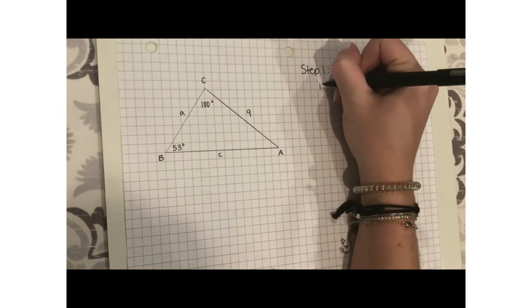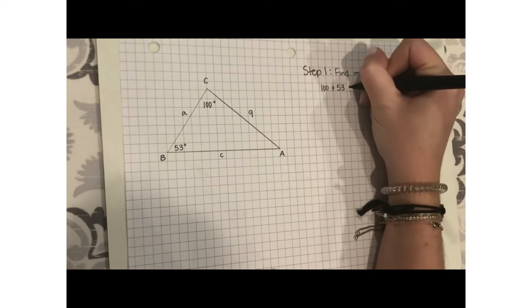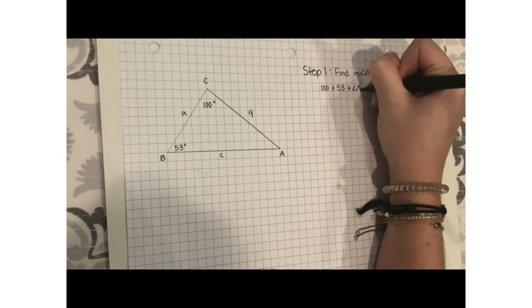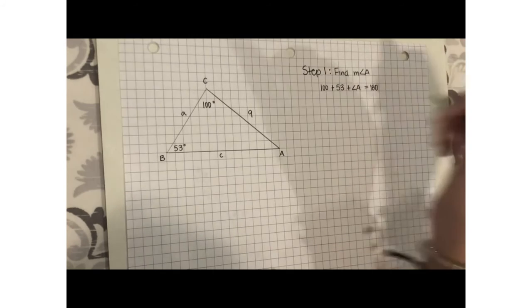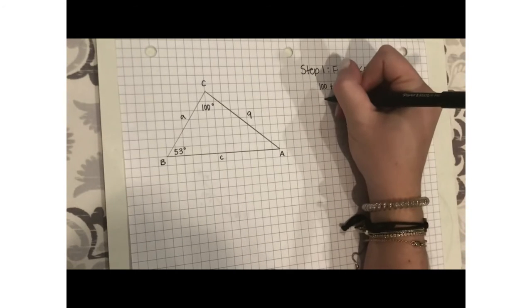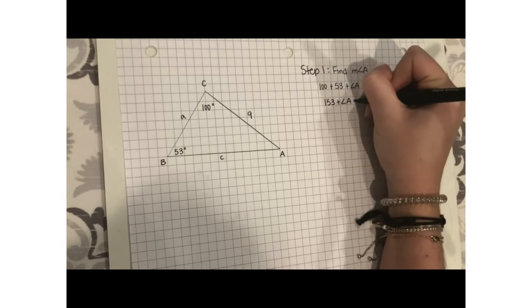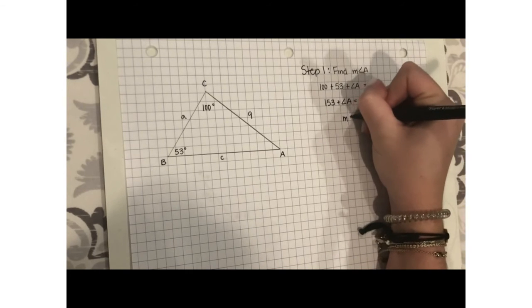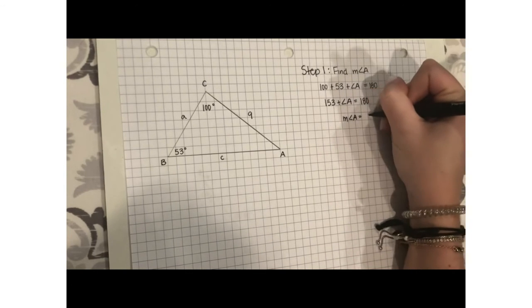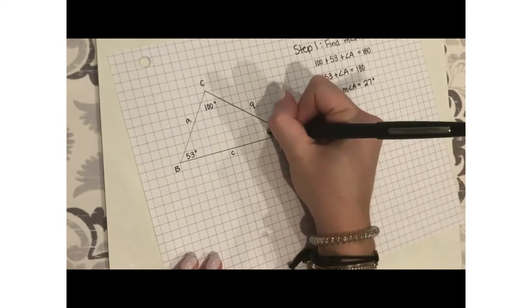So we have 100 plus 53 plus angle A equals 180 degrees. So 100 plus 53 becomes 153, plus angle A equals 180 degrees, which means the measure of angle A is going to be 27 degrees. So I'm going to go ahead and fill that in.